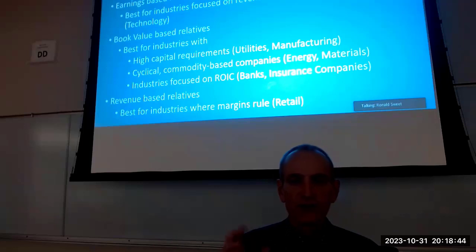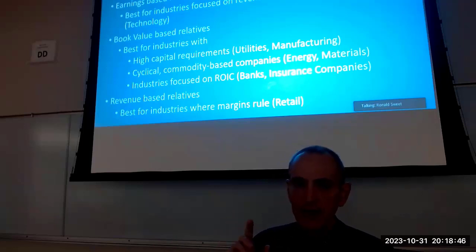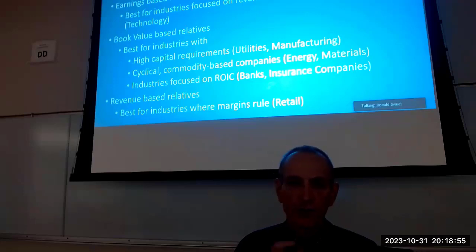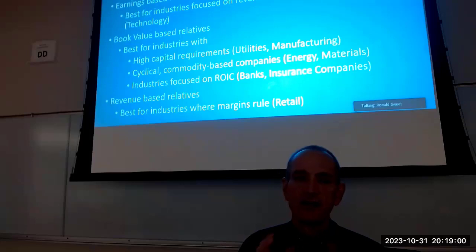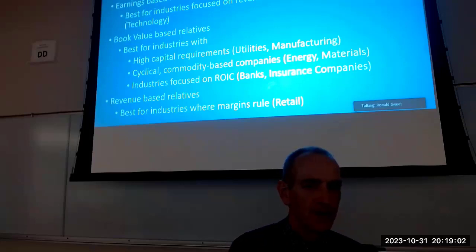Book value base works for 3 types of companies. One is manufacturing. So I'd probably put UPS in here. We're talking about firms that have a lot of property, plant, and equipment. So look at your firm's balance sheet. If property, plant, and equipment's 40, 50% of assets, you probably want to go with price to book.